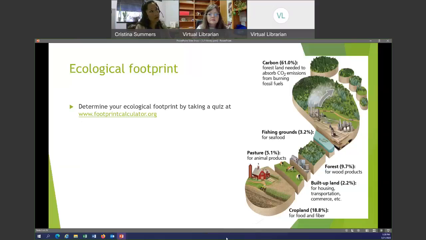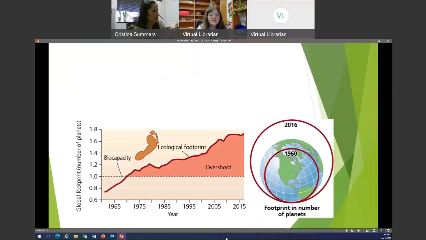So depending on how you answer those questions, it'll give you at the end your ecological footprint. And the way it'll give it to you is right here, number of planets. So the number of planets it would take if everyone in the world lived like you. So that's what you'll see.